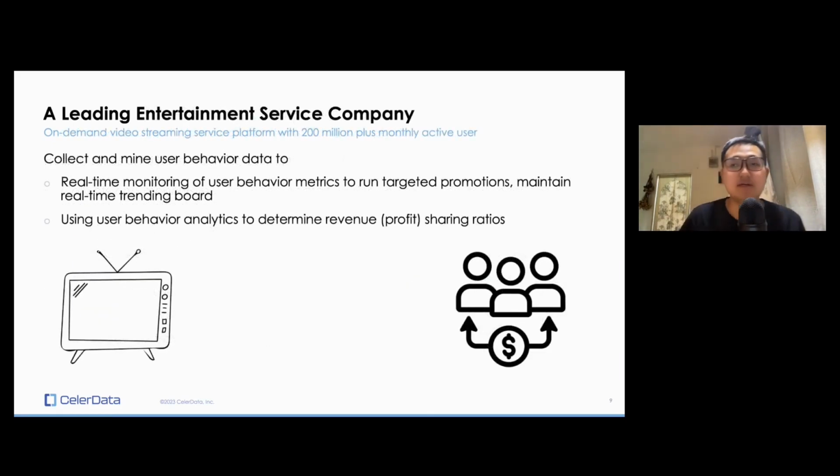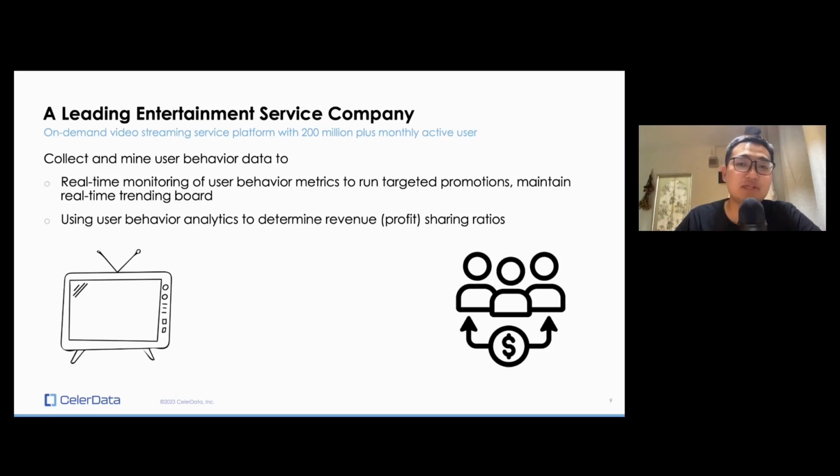So the third one is a leading entertainment service company that uses StarRocks. This company has an on-demand video streaming service platform, and they have 200 million plus monthly active users. So a lot of people are using their platform. The on-demand videos are TV shows or movies, right? You just log in and watch your TV show, and you pay a subscription fee to that platform, monthly or annually.